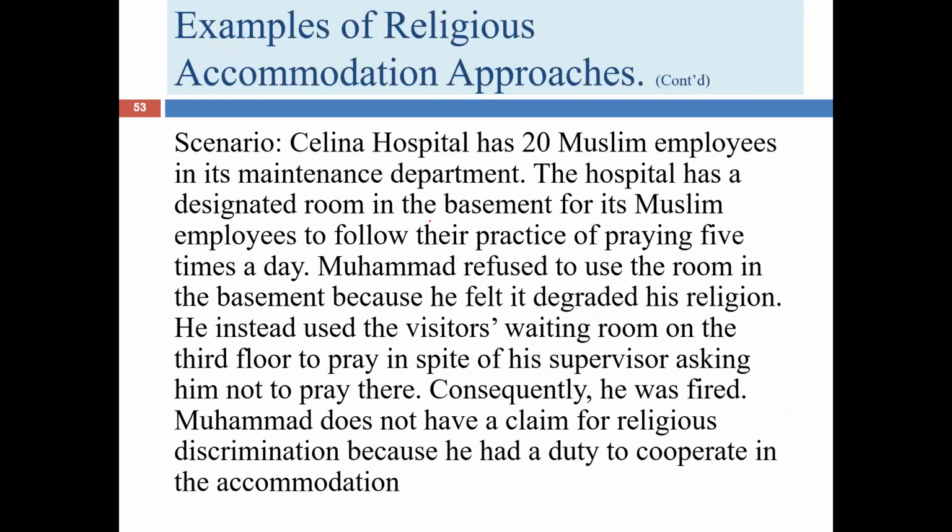So Salina Hospital has 20 Muslim employees in its maintenance department. So there's a significant number of workers who have requested a special place to pray in accordance with their faith. The hospital's designated a room in the basement to allow these employees to pray. Muhammad is one of these 20 Muslim employees. He actually refuses to use the room in the basement because he feels that the room degraded his religion. So instead, he uses the visitors' waiting room on the third floor to do his prayers, in spite of his supervisor telling him not to do so. Subsequently, he was fired.